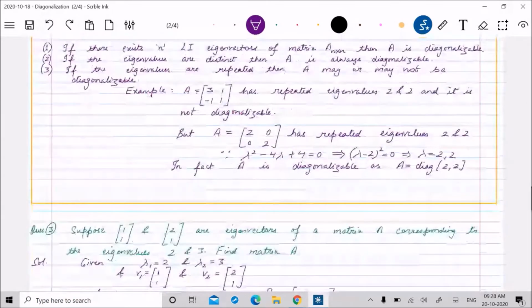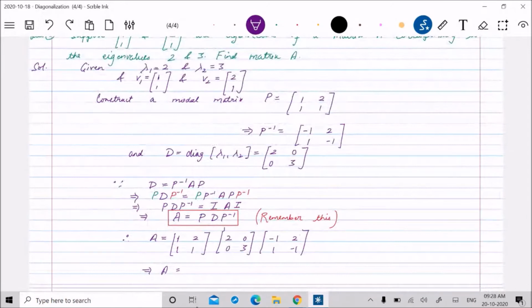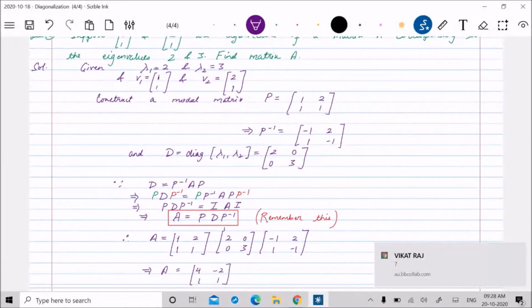And the rest of the calculation is for your homework. You can always multiply. What was that? 4 minus 2, 1, 1. Okay. This was the matrix.